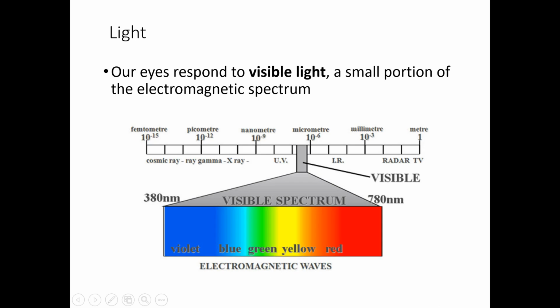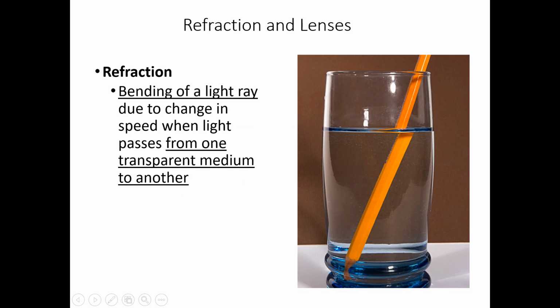Now let's talk about light. Our eyes respond to visible light. All light rays vary from cosmic rays, gamma rays, X-rays, ultraviolet radiation, radar, TV rays, and only a small portion of it is visible spectrum. That's the only one that we can see.